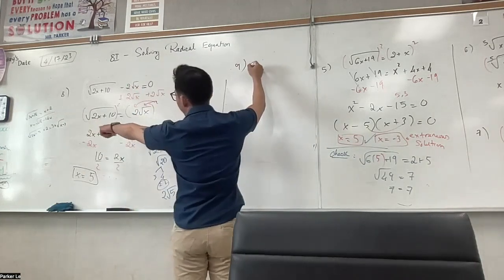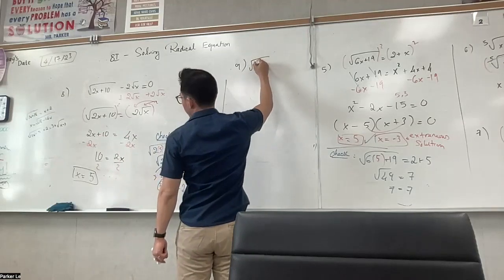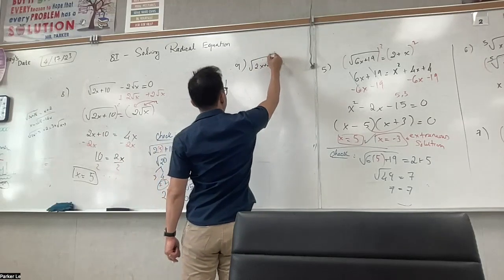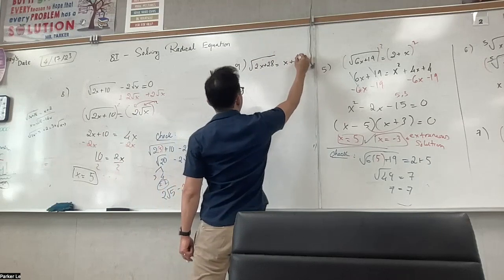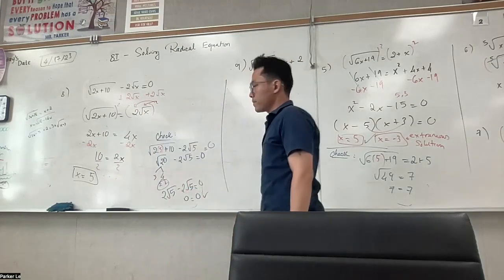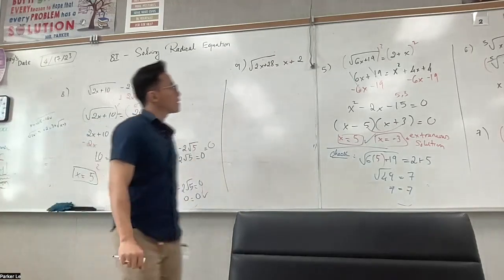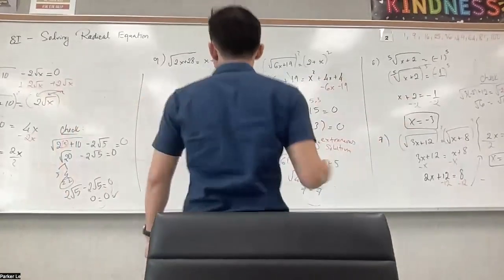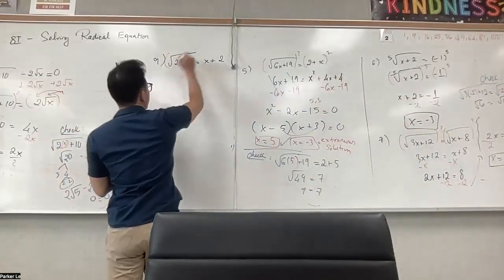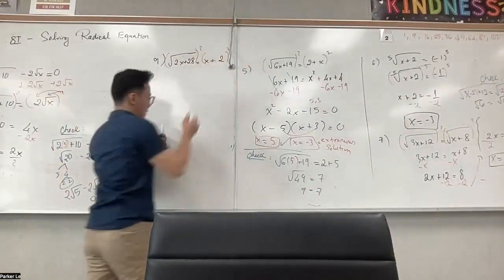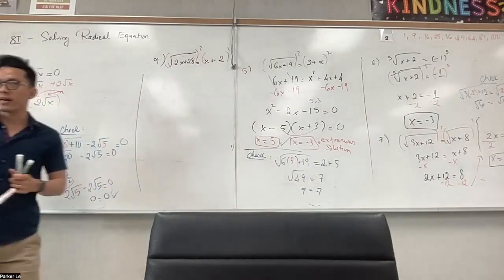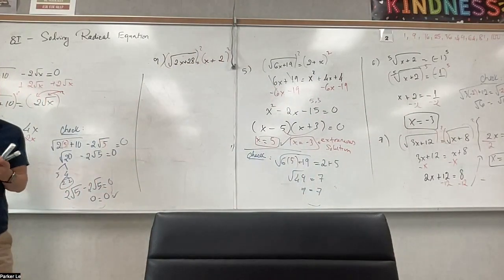All right. One down. So we have number 9. What are you going to do? What are we going to do? Did I give you the AI? No.